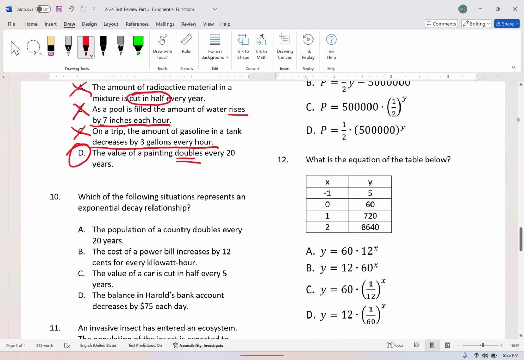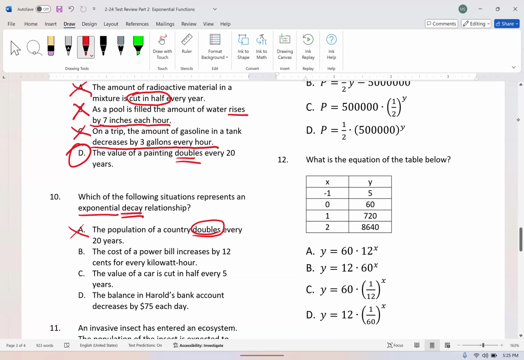Okay, let's look at number 10. Which of the following situations represents an exponential decay? Exponential again means we are multiplying or dividing. Decay really means we're dividing. We're going down and we're dividing. Okay, so let's look at A. The population of the country doubles. Nope, that's exponential, but that's going up. I need it to decrease.